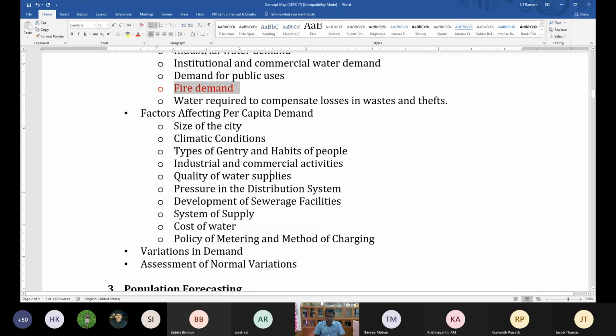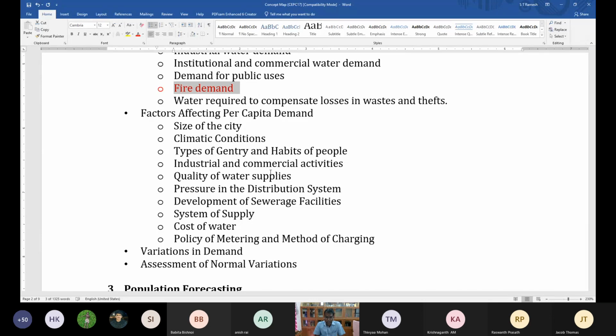If the city has more population, the demand will be high. Climatic condition: just compare colder climate and hotter climate. In hotter climates, they may go for excess consumption of water than in colder climates. And types of gentry and habits of people, luxury and non-luxury people, or for example people in the urban city, urban agglomerations, as well as in rural agglomerations, they may have different habits. Okay, and industrial activity and commercial establishments, you may have a different per capita demand. And quality of water, and pressure in the distribution system, that also plays a role.